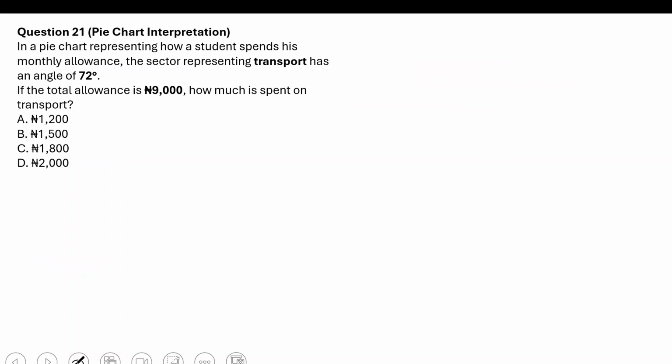Right, the last set of 25 questions is pie chart interpretation. Say in a pie chart representing how a student spends his monthly allowance.